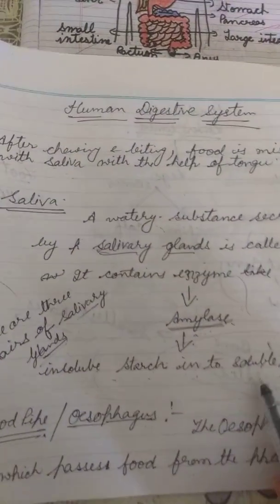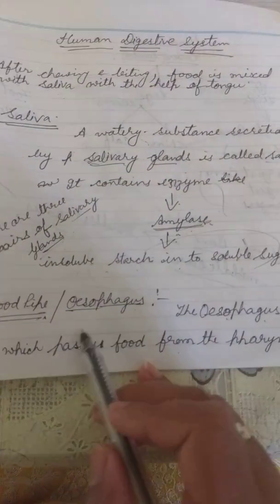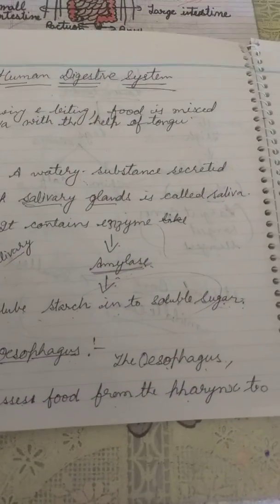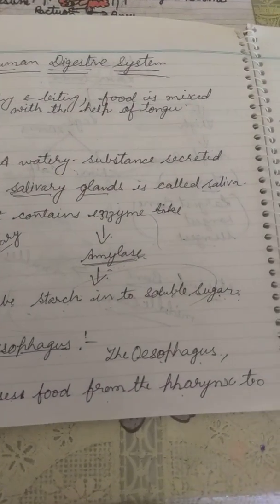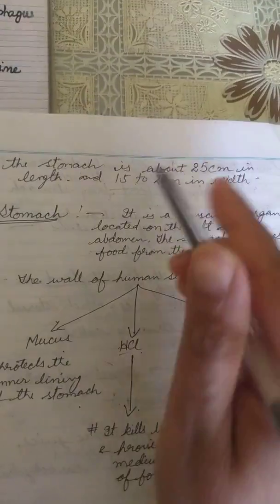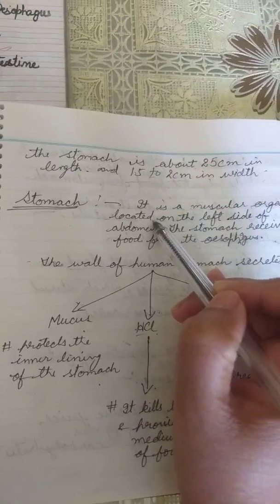Now, from the mouth, food enters into the food pipe or esophagus. The esophagus passes the food from the pharynx to the stomach, is about 25 cm in length and 1.5 to 2 cm in width. From here, food enters into the stomach.